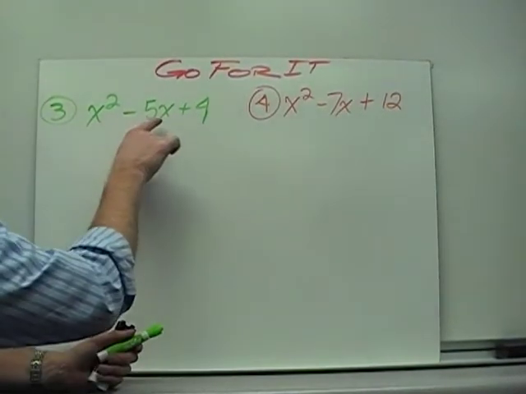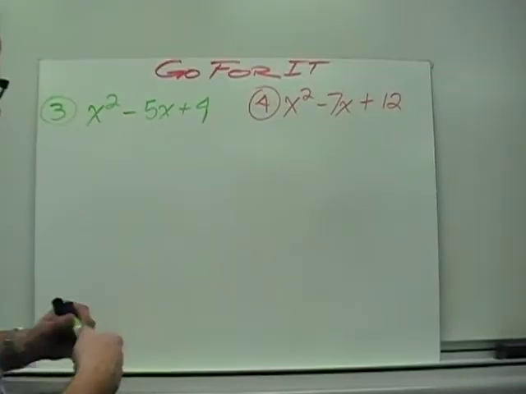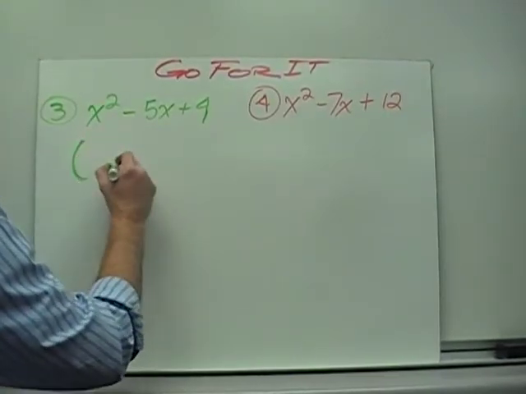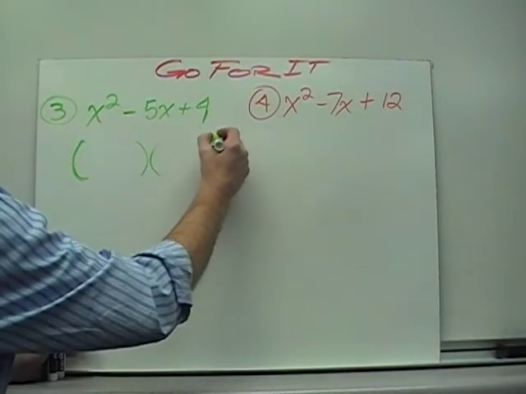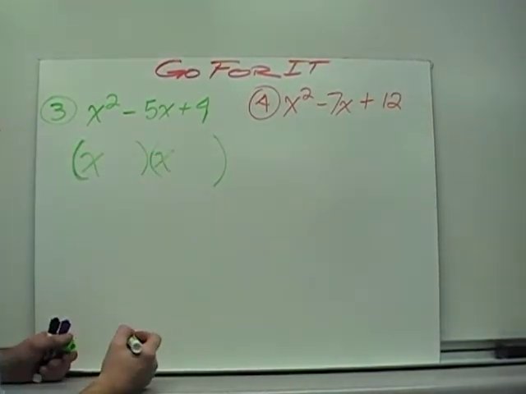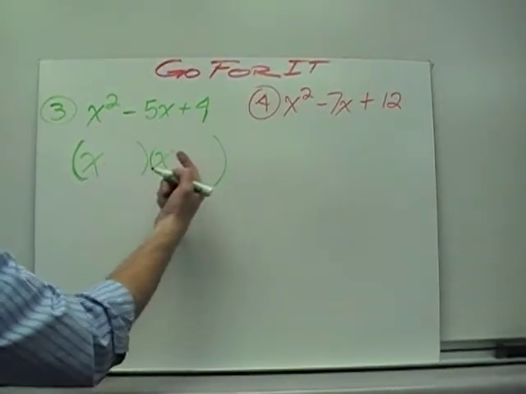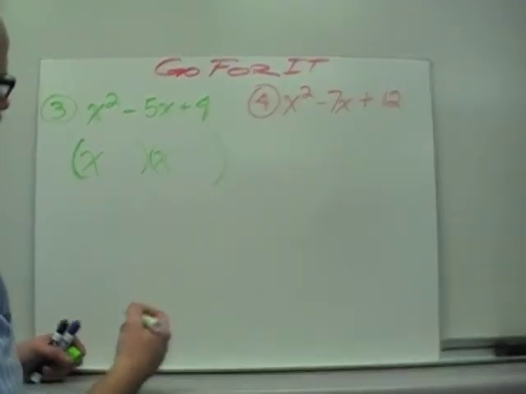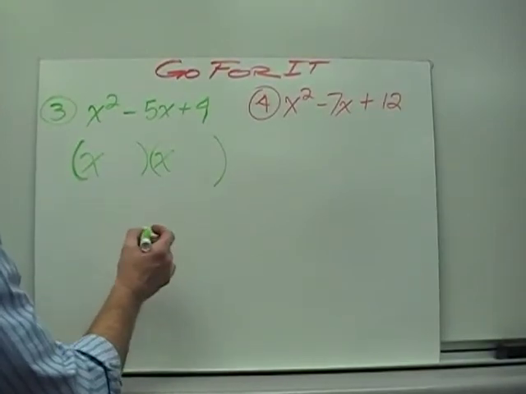X squared minus 5x plus 4. I'm just going to go ahead and put my template there. I know I'm going to have x for the first two. Chances are it's going to be negative and negative again. But let's just make sure we do it the old-fashioned way.